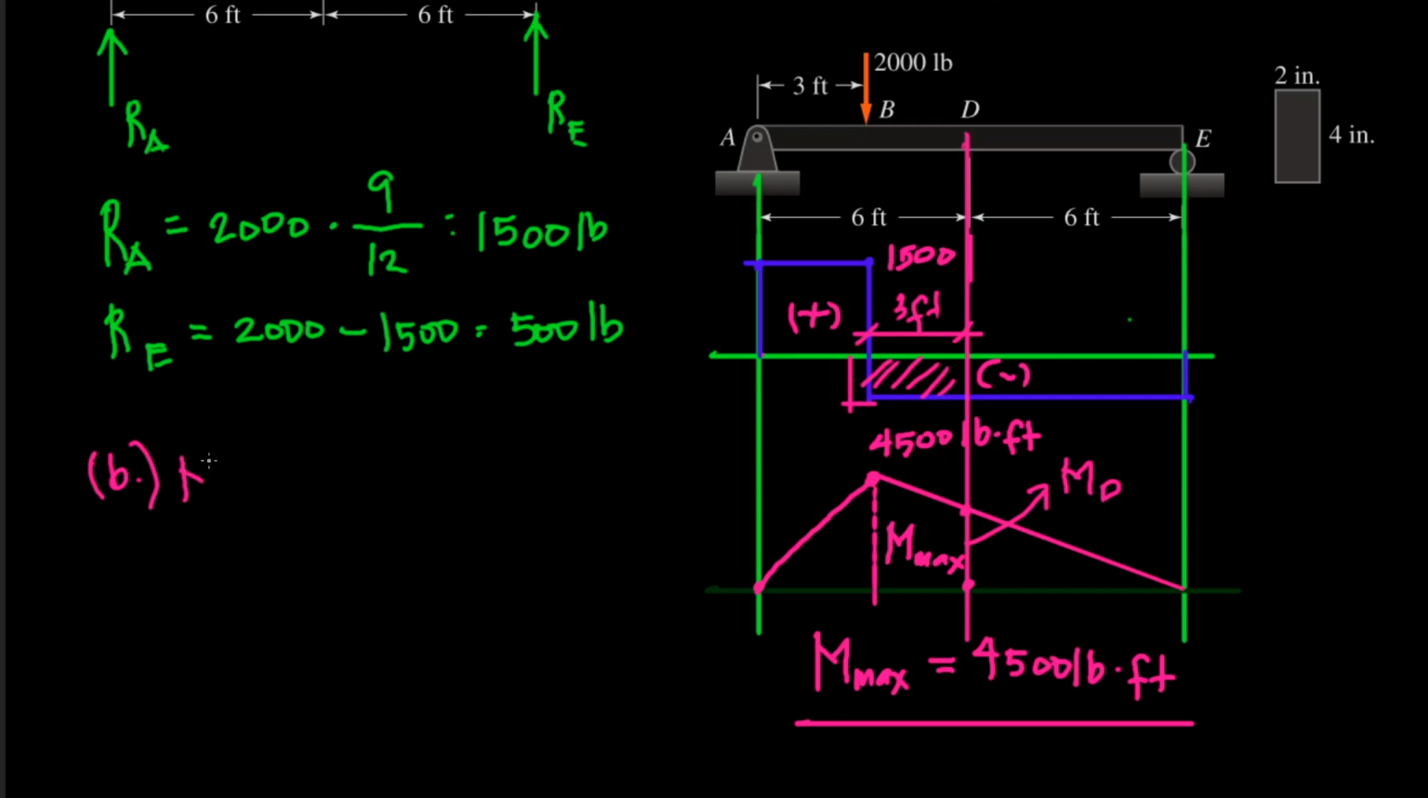So, MD is equal to 4,500 less yung ating area ng shear. So, meron tayong 500 na height at 3 feet. Okay. So, MD now is equal to 3,000. Okay, so may 3,000 tayo. So, may 3,000 pound-foot tayo. Okay, so pound-foot.